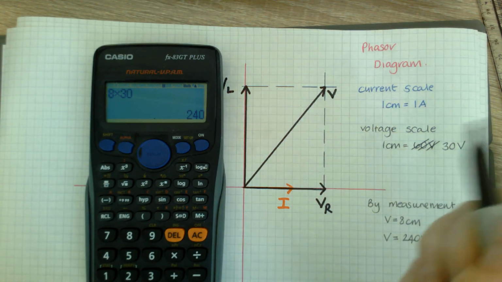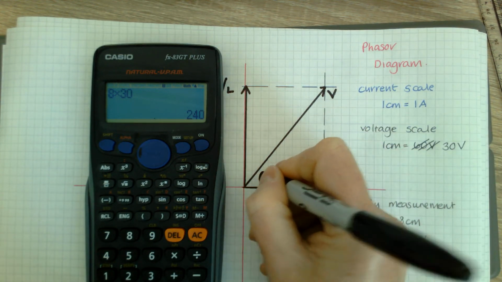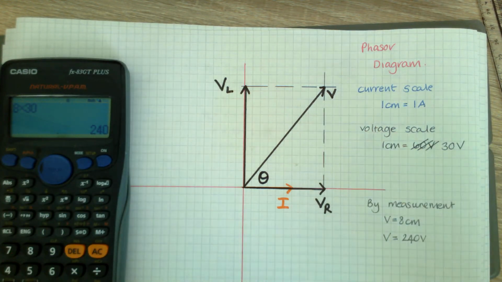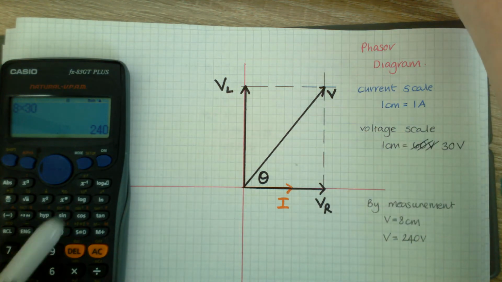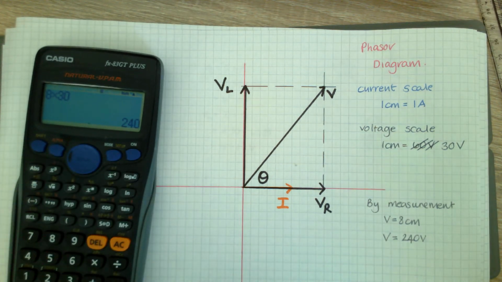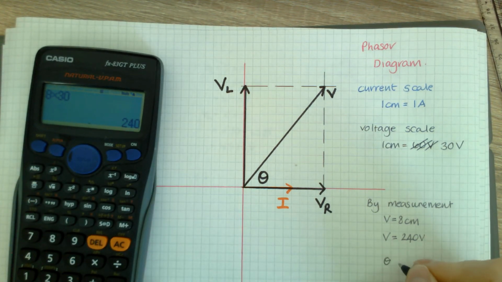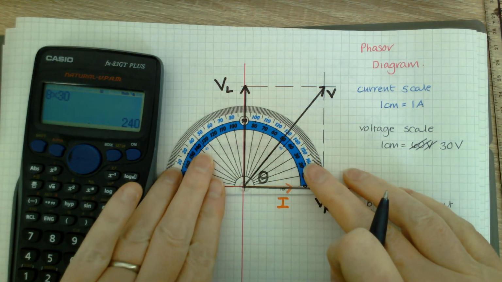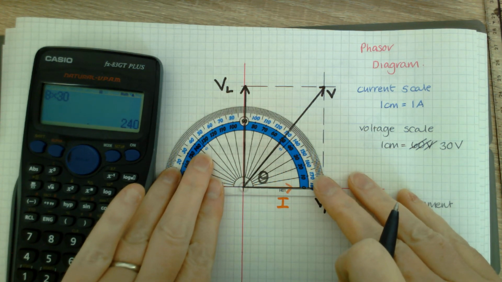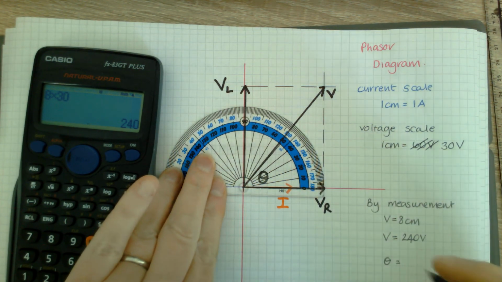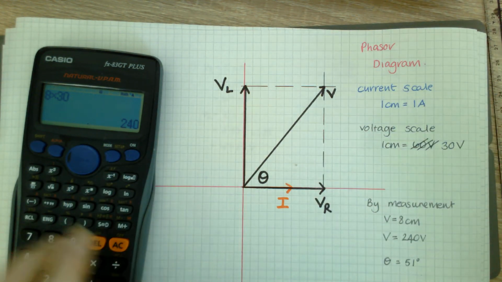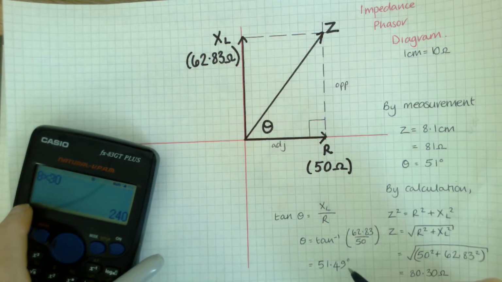The other thing I can put in this diagram is my circuit phase angle. Your circuit phase angle is really the angle between the current and the voltage. But it should be the same on this diagram as it was in this impedance diagram. So by measurement again, I'm going to get the circuit phase angle, and I'm going to get that with my protractor. So measure it here. Let's have a look. It's about 51 degrees again. And again, that should tie in with my phase angle here.